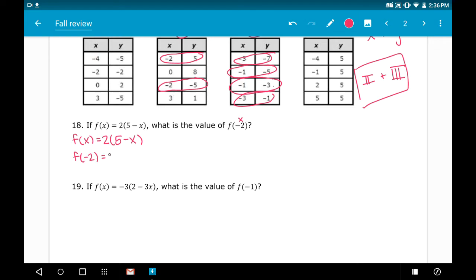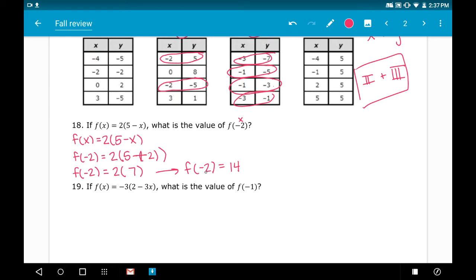So I have f of -2 is 2 times, 5 minus, now since there's an x here, we replace that x with a -2. And then we just simplify. So f of -2 is, let's simplify inside our parentheses first. So 5 minus -2. So remember, minus and negative becomes a plus. So 5 plus 2 is 7. Then we just multiply. So f of -2 equals 2 times 7, which is 14.